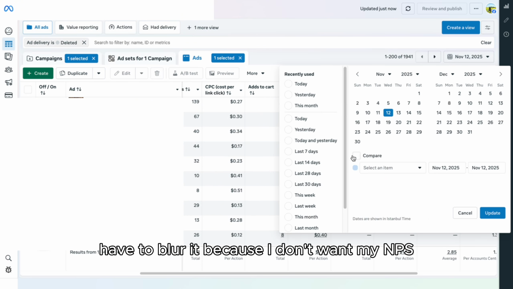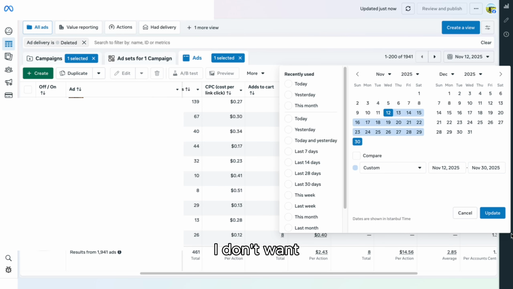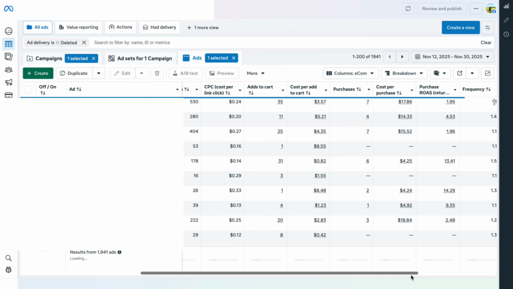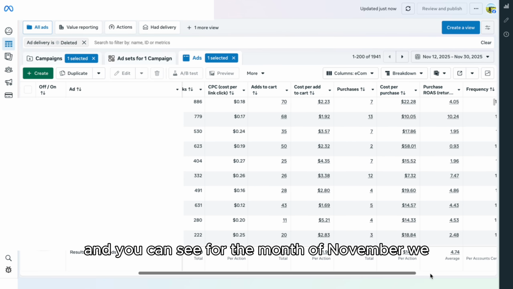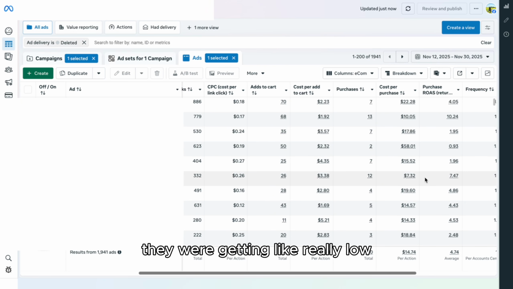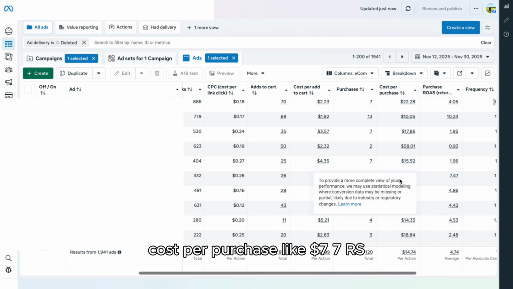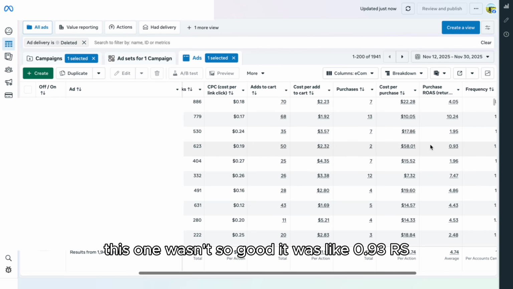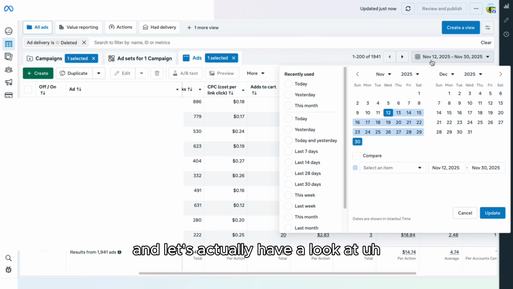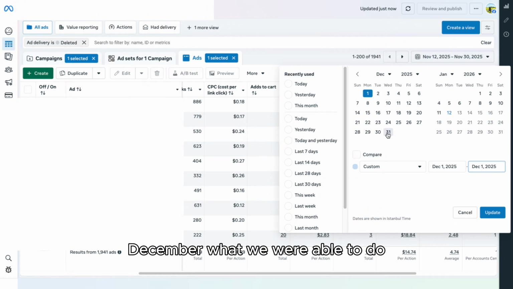I obviously have to blur it because I don't want my store and product names to be doxed. You can see for the month of November, we had a few winning ads. They were getting really low cost per purchase, like $7, 7 ROAS. This one wasn't so good. It was like 0.93 ROAS, so we cut the ads early. And let's actually have a look at December, what we were able to do.